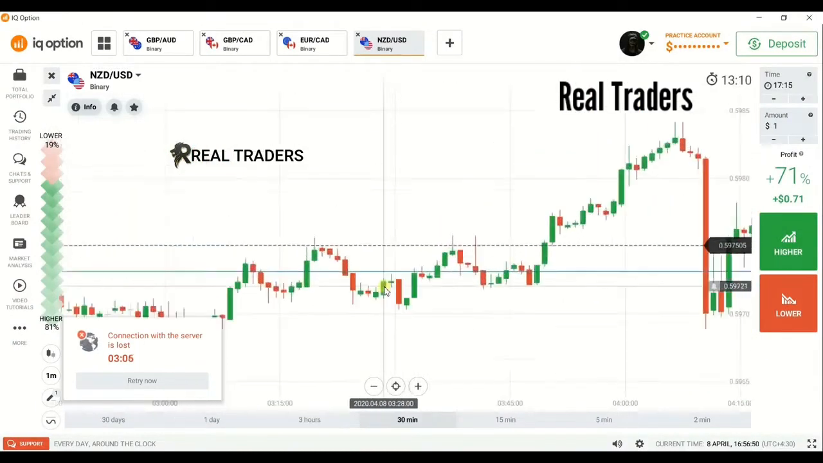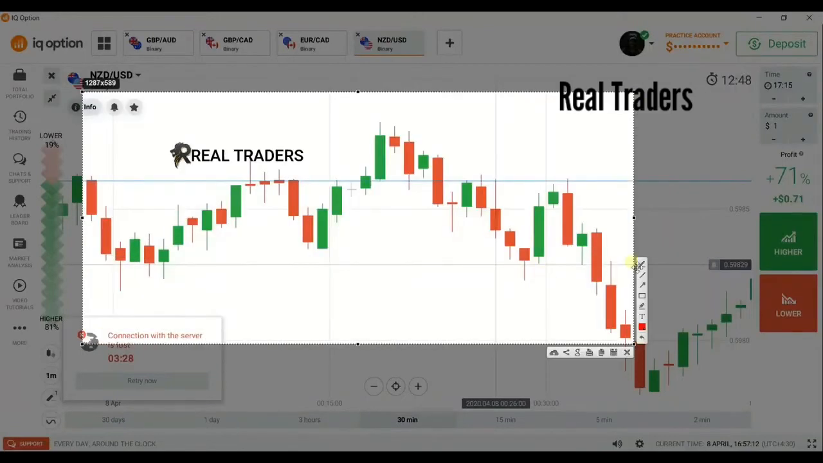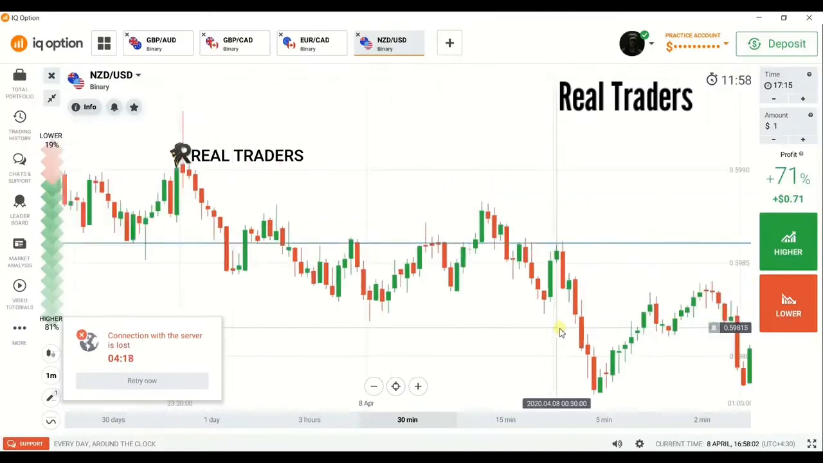Okay, let me find. Okay, this one, it is a head and shoulder pattern. You can see this is the first shoulder, this is the head, and again the market closes here. So we can expect a seller's entry again. So you can see the sellers again enter and the market goes down. So this is the head and shoulder pattern, and it is also a good pattern.